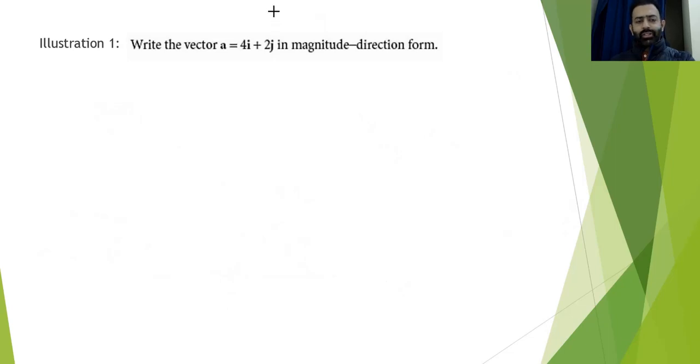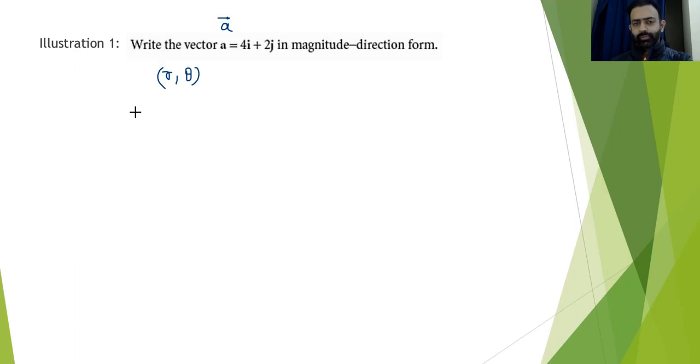So illustration 1 is that we have to write the vector A. Sometimes a vector is written with an arrow like this, or in the textbook it is written using bold letters, right? So write the vector A, 4i plus 2j, in magnitude and direction form. Basically we have to find out its magnitude and direction, or we have to write in r comma theta form.